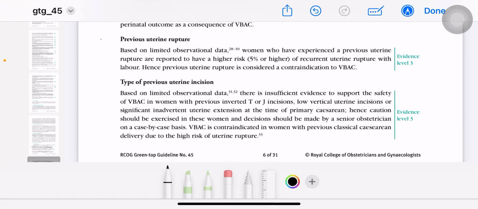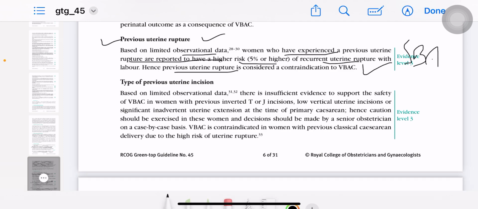So the first one is previous uterine rupture. Based on limited observational data, women who have experienced a previous uterine rupture are reported to have a higher risk. Normally, the risk of rupture after VBAC is 0.5%, but in those with a previous uterine rupture, the risk is 5%. That is a very high risk of recurrent uterine rupture. Hence, previous uterine rupture is a contraindication to VBAC. This is one of your SBAs.